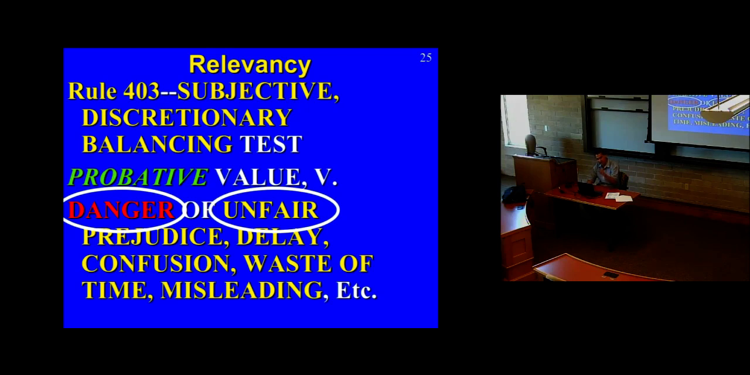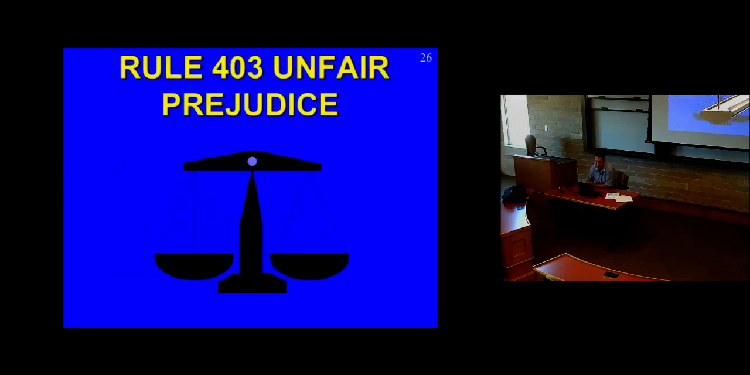And so if there's the danger of unfair prejudice, then the judge might say, all right, if there's a lot of it, in fact, if it substantially outweighs the probative value, then I can decide that the evidence is inadmissible. Even though it has some relevancy, even though it has probative value, it will still be inadmissible.